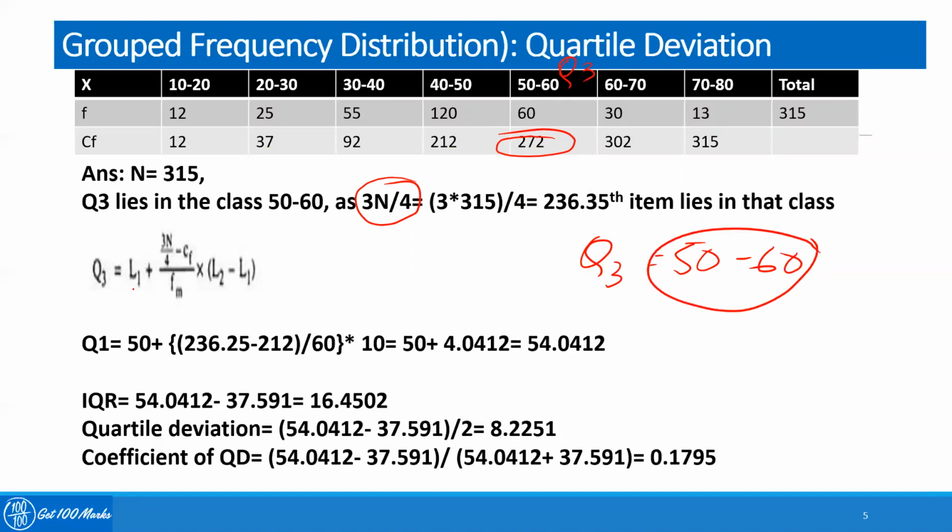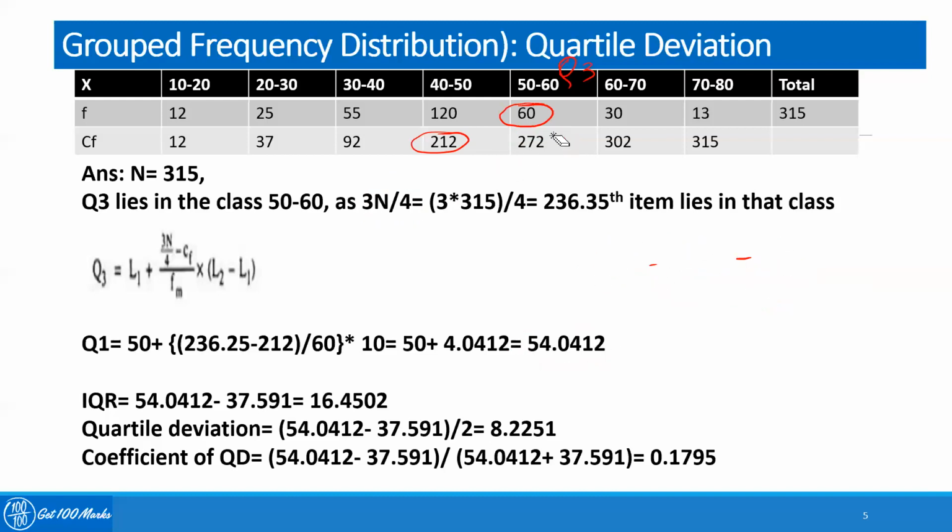Therefore L1 is equal to 50. Again the formula is 3N by 4, so 236.25, minus the cumulative frequency of the preceding class, which is 212, divided by the frequency of the quartile class, which is 60, and the entire thing multiplied by the common width, which is 10. So we calculate, and we get the value as 54.0412.